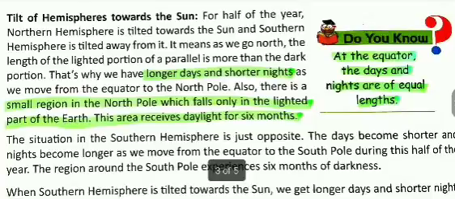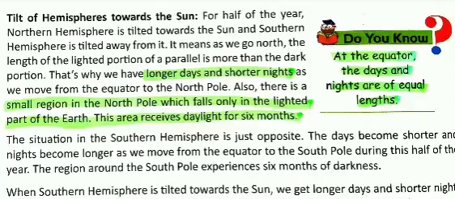Let us see why it is different at different latitudes, children. Tilt of hemisphere towards the sun. For half of the year, the northern hemisphere is tilted towards the sun, and the southern hemisphere is tilted away from it. It means as we go north, the length of the lighted portion of a parallel is more than the dark portion. That is why we have longer days and shorter nights.